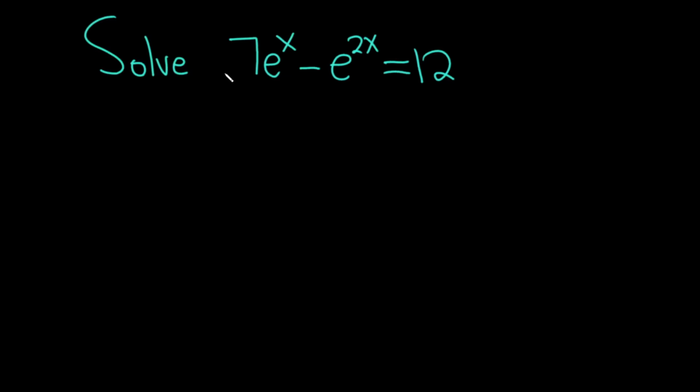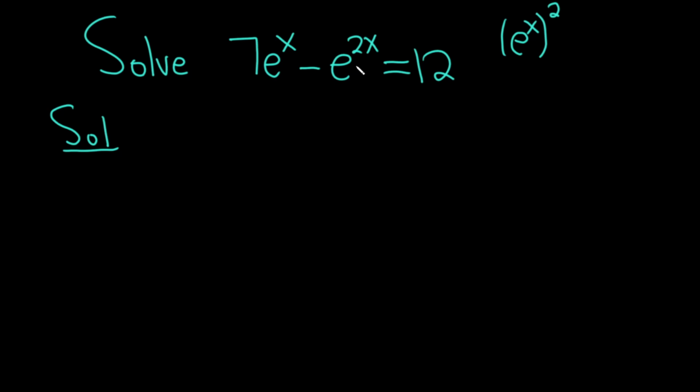Solve 7 times e to the x minus e to the 2x equals 12. Solution. So in this problem, we have e to the x and we have e to the 2x. The trick is to notice that you can think of e to the 2x as e to the x quantity squared. So you can think of this as a quadratic equation in e to the x.